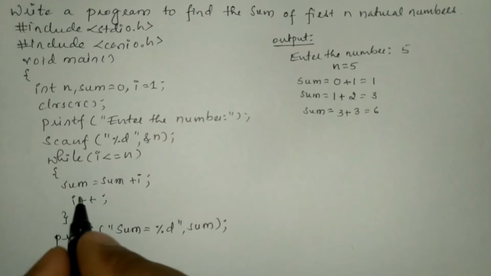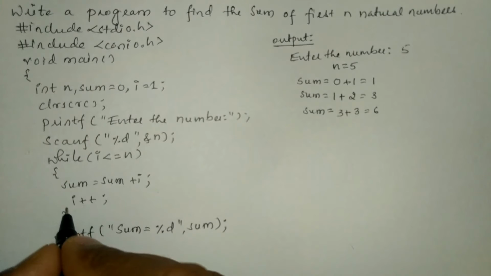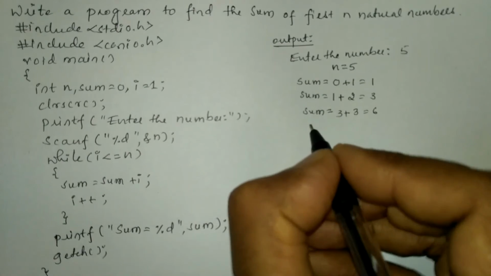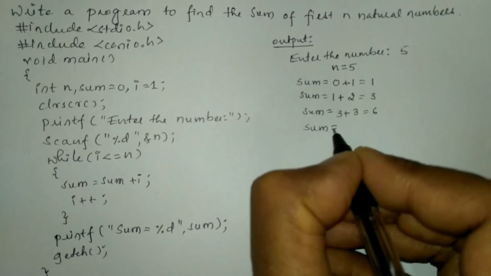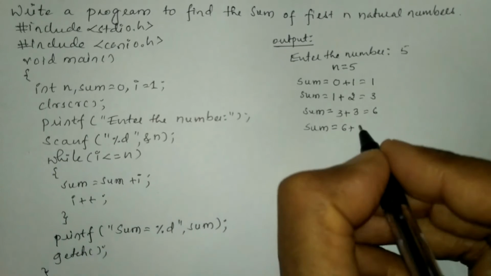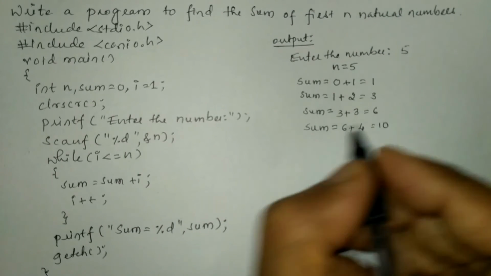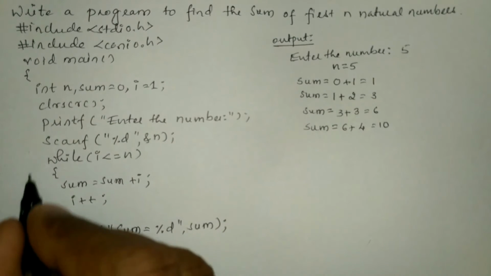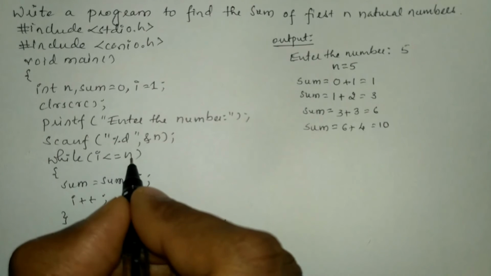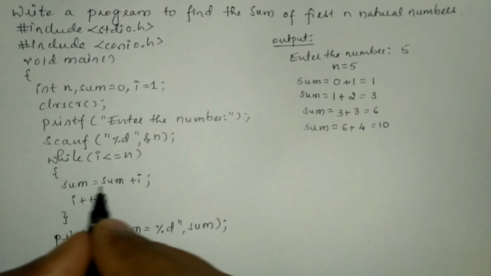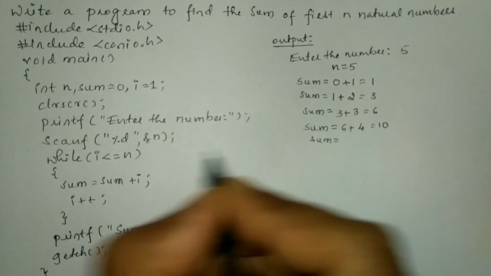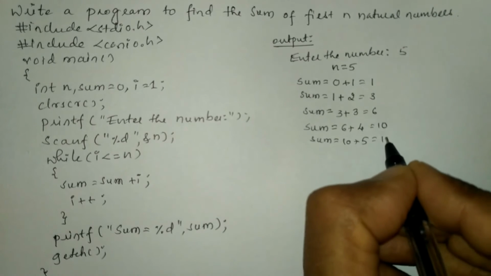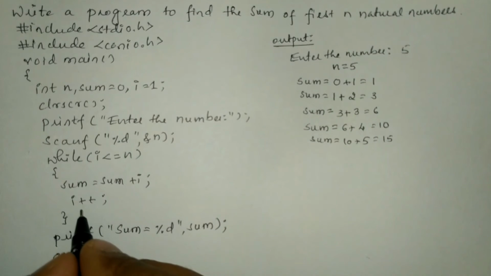Again it increments the value of i by 1. Now i value will become 4, and then the control transfers to while. 4 is less than or equal to 5. Yes, condition is true. Once again this particular statement will get executed. Sum is equal to 6 plus i value 4. 6 plus 4 is 10. Again it increments the value of i by 1. Now i value is 5. Again control transfers to while. 5 is less than or equal to 5. Yes, condition is true. Once again we are going to execute sum is equal to sum value 10 plus i value 5, which is 15. Again it increments the value of i by 1.